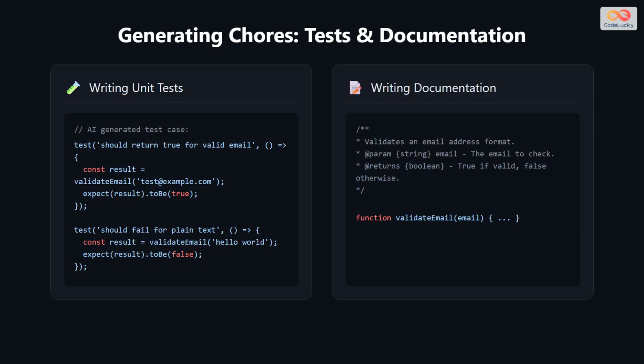Writing unit tests and documentation are often considered chores. AI excels here by automatically generating comprehensive test cases for your functions. It can also write clear documentation and comments, ensuring your codebase remains maintainable without taking up your valuable time.